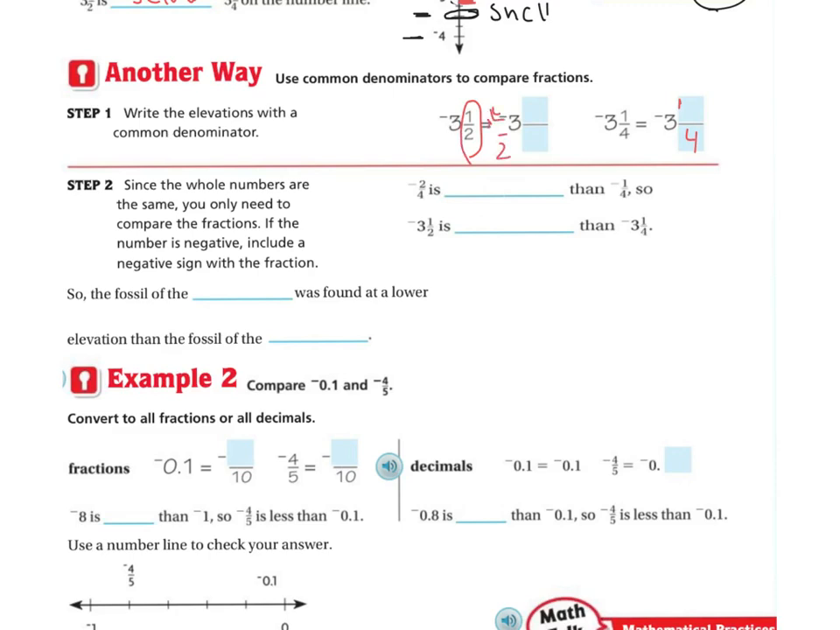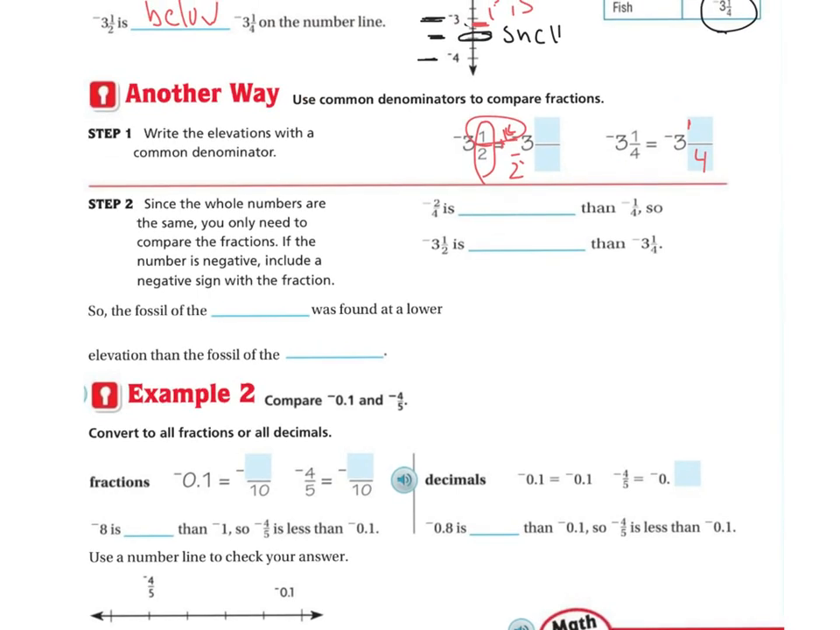So 2 times 1 is 2, and 2 times 2 is 4. So we have -3 2/4 and -3 1/4. Since -2/4 is less than -1/4, -3.5 is going to be less than -3 1/4. So the fossil with the shell was found at a lower elevation than the fossil with the fish.